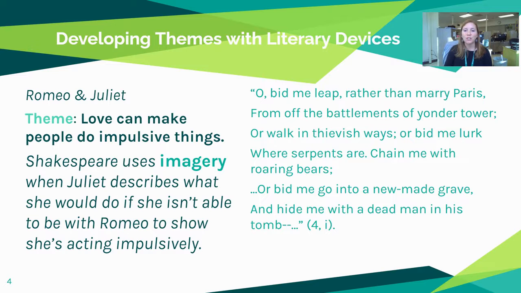So these are all things that she says she'd rather do, like jump off of a tower, walk among thieves, hang out with snakes, be chained with bears, hang out in a grave with a dead man. These are all very extreme things to do. So Shakespeare uses imagery to create these pictures of these horrible things to show us how impulsive she's acting, because she's only really known Romeo for like less than a week and she's 14. So this is a real extreme reaction to not being able to be with him.